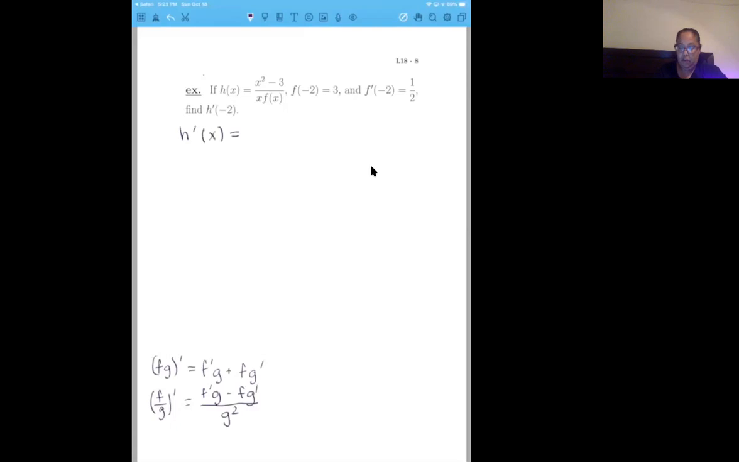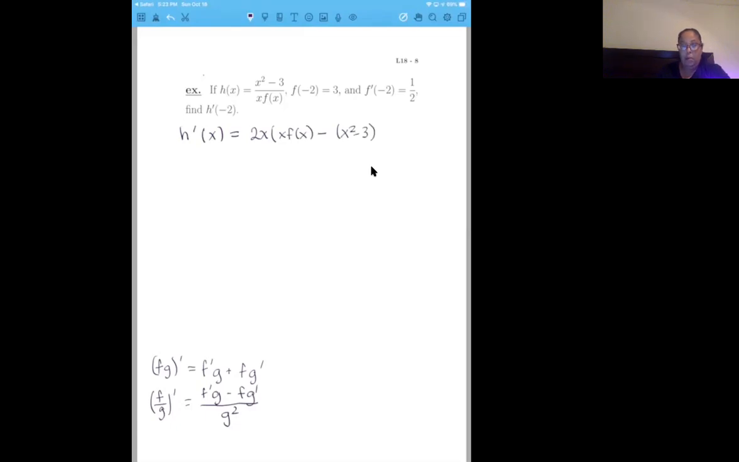So I want to take the derivative of the top. The derivative of the top is going to be 2x times the bottom, x f of x, minus the top, x squared minus 3, times the derivative of the bottom.